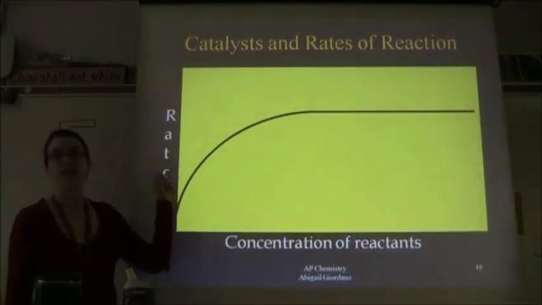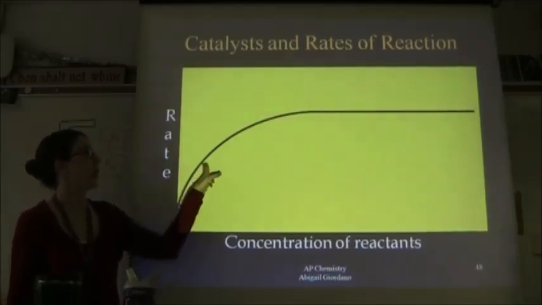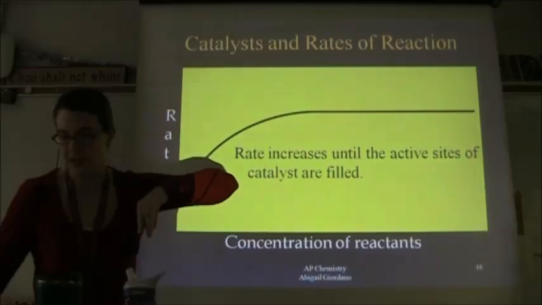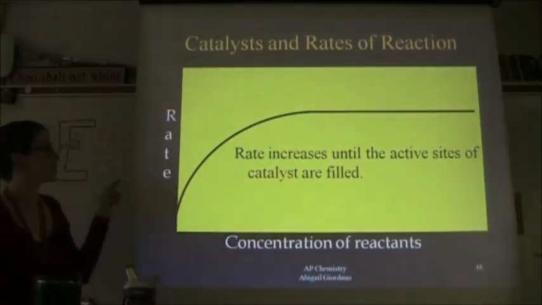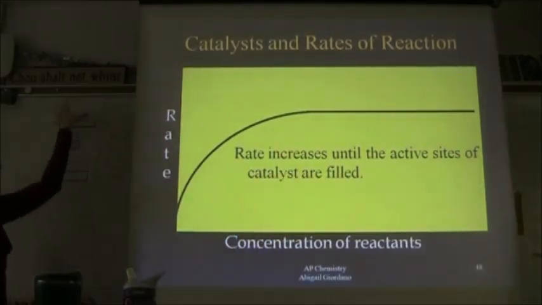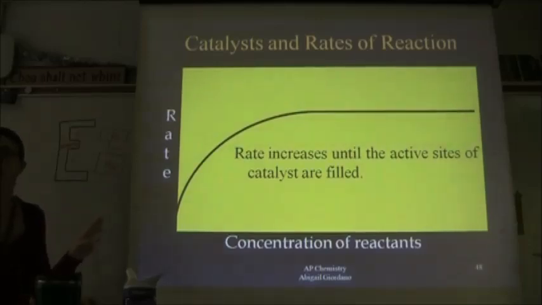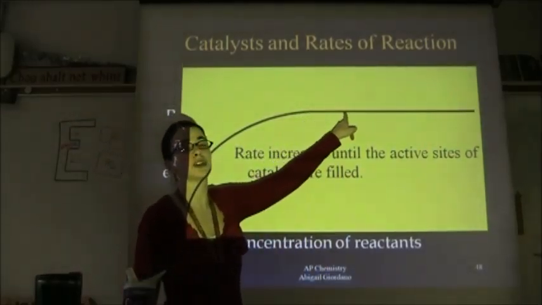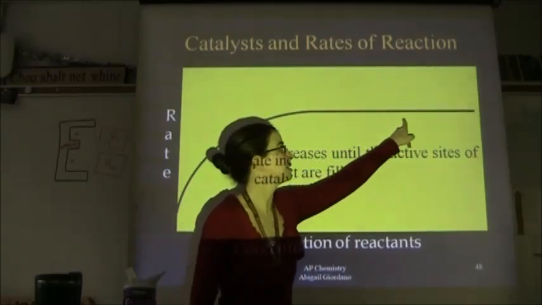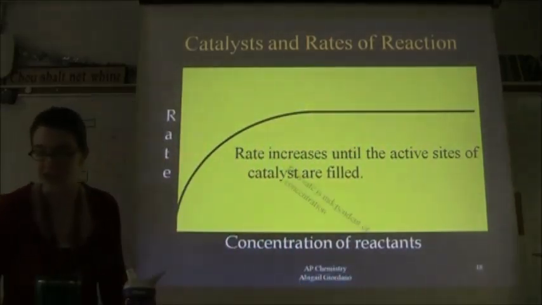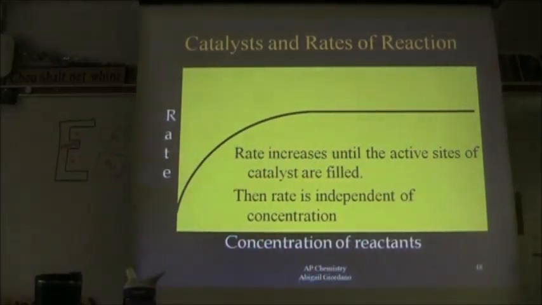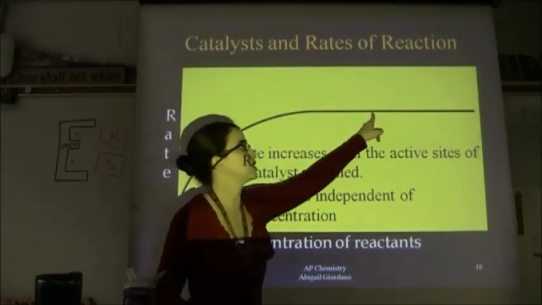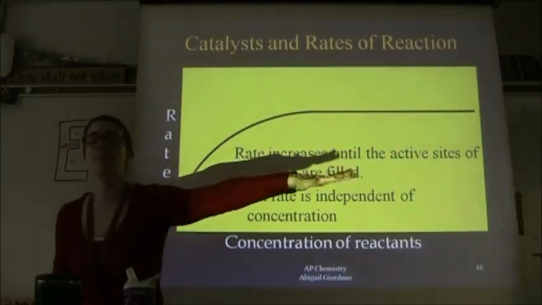To a certain point, a catalyst will make the reaction go faster. Once you reach a certain point, when all of those active sites are filled up and that enzyme is working at capacity, you can keep on adding more reactants, but you're not going to make the rate go any faster. And guys, that is what zero order is. Zero order means adding more concentration of reactant and the rate does not budge.